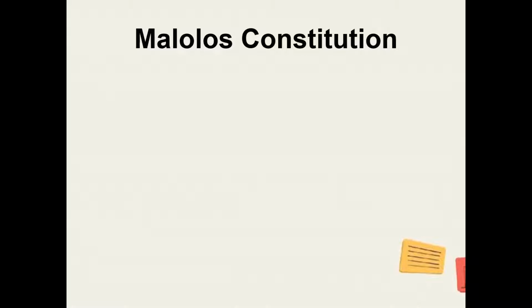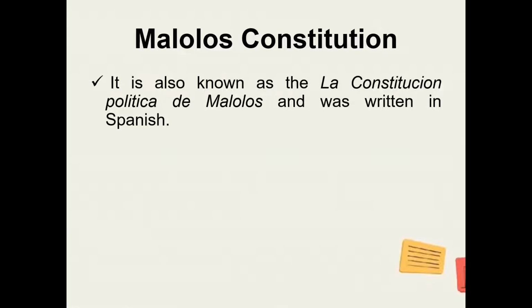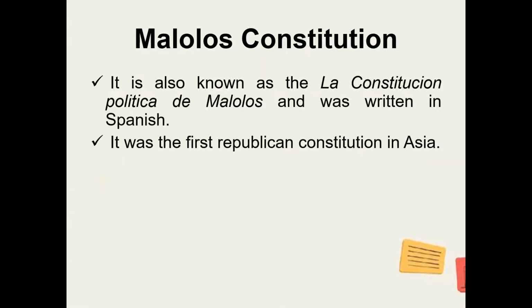Okay. So we'll begin with the Malolos Constitution. Technically, Malolos Constitution is not the first constitution in the Philippines. The first constitution was Biak na Bato, right? But legally speaking, Malolos Constitution really is the recognized and legitimate, first legitimate constitution in the Philippines. Okay. However, this constitution or this document was written in Spanish. Okay, this is also the first Republican constitution in Asia.